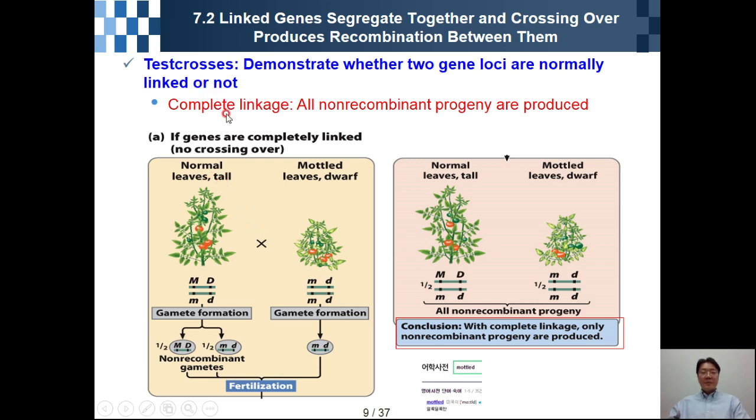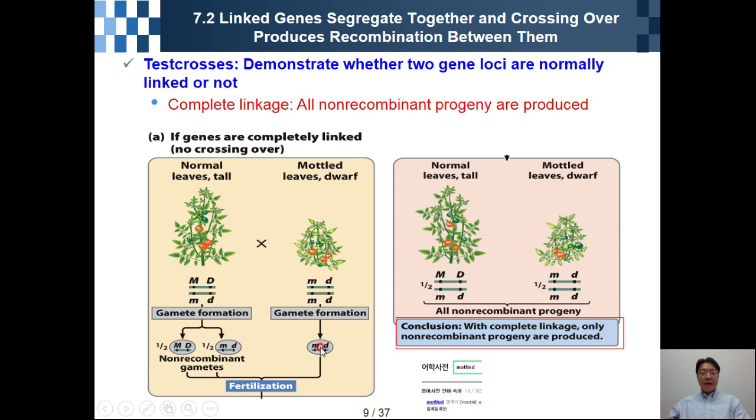So test cross means crossing with the homozygous recessive. If two genes are linked to each other, they will make gametes in a 1:1 ratio: the large M, large D, and also small m, small d. So finally, they will make the non-recombinant gamete. For example, in this one, they will make a small m, small d.